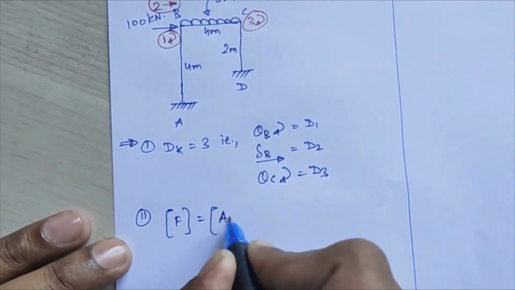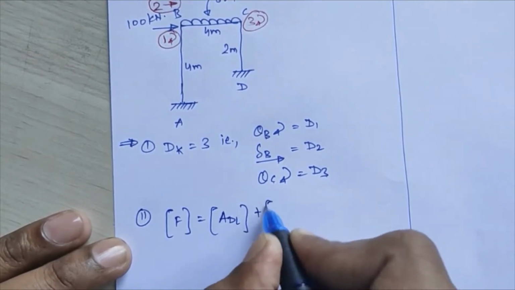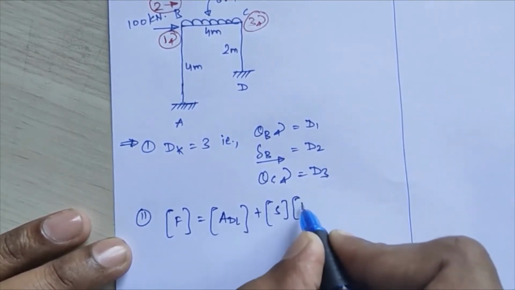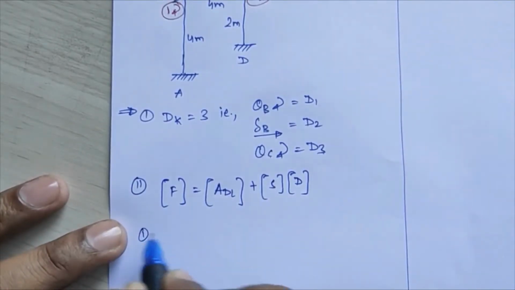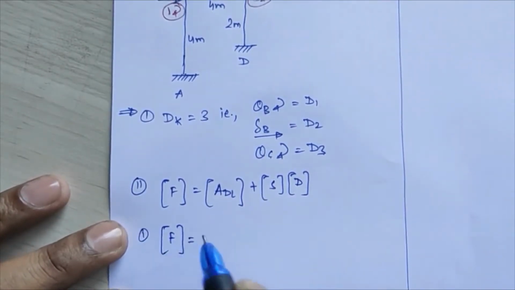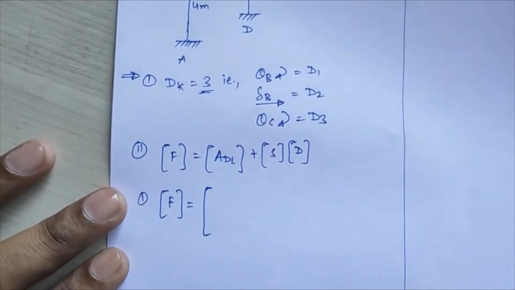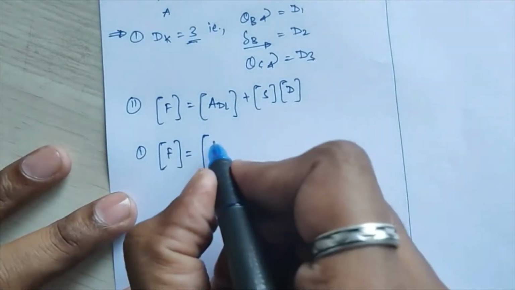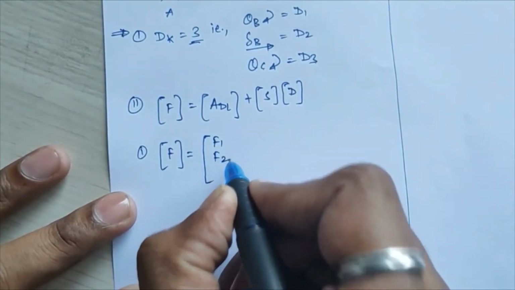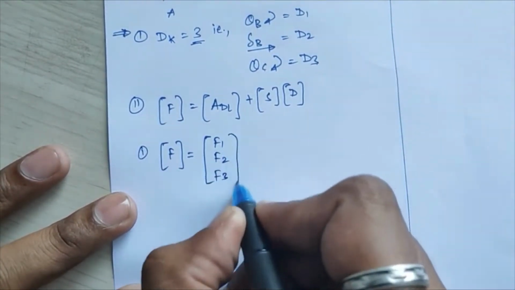Right, now we'll move to your second step, that is the basic equation, that is F is equal to A DL plus S into D. So we'll calculate first the F matrix. Now if you see, you are having three redundants over here, so here your F matrix will be in terms of F1, F2, and F3 here.